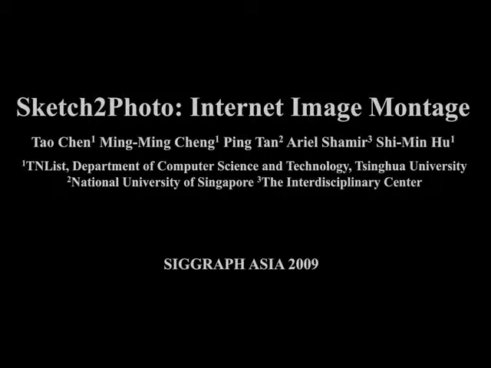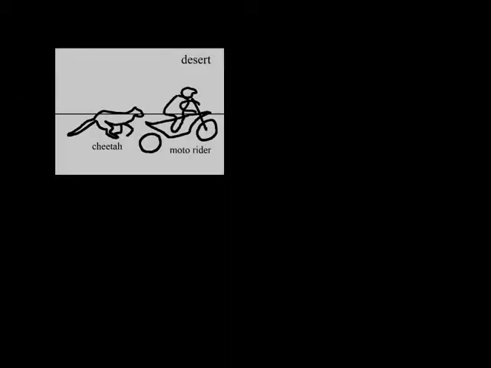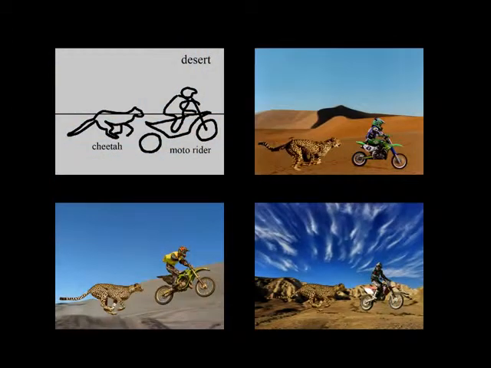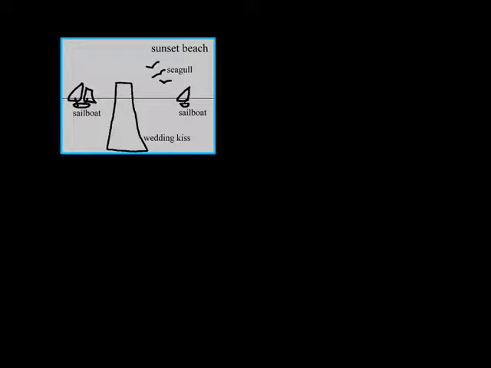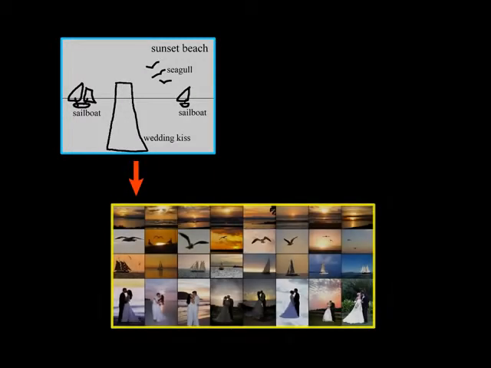We present a system that composites a realistic picture from a user-provided sketch with text labels. The composited picture is generated by seamlessly stitching a background and several foreground items from photographs retrieved from the internet in accordance with the sketch and text labels.